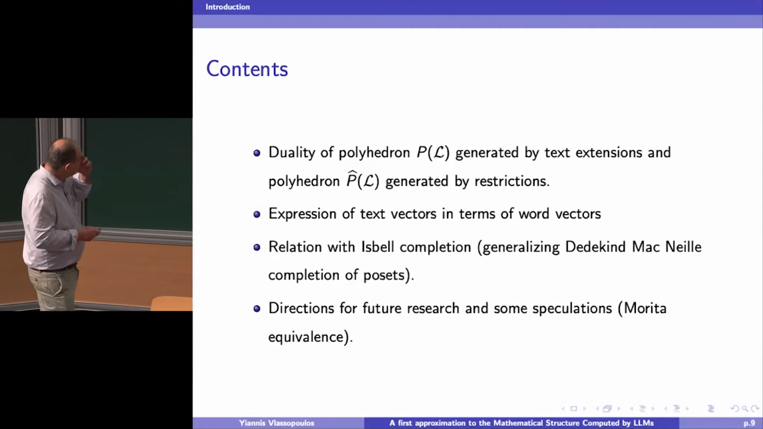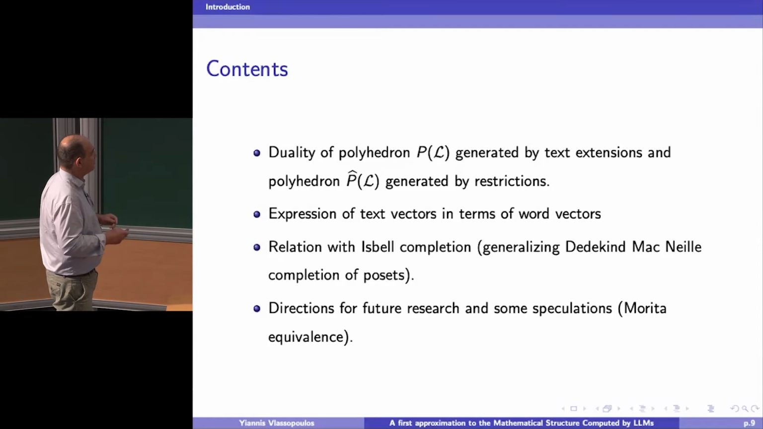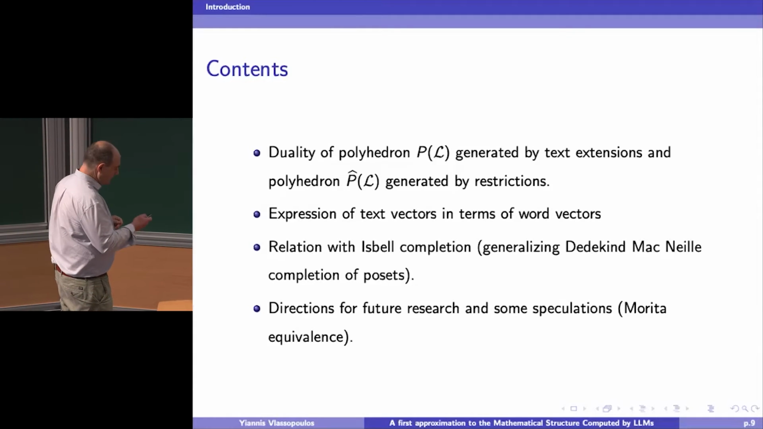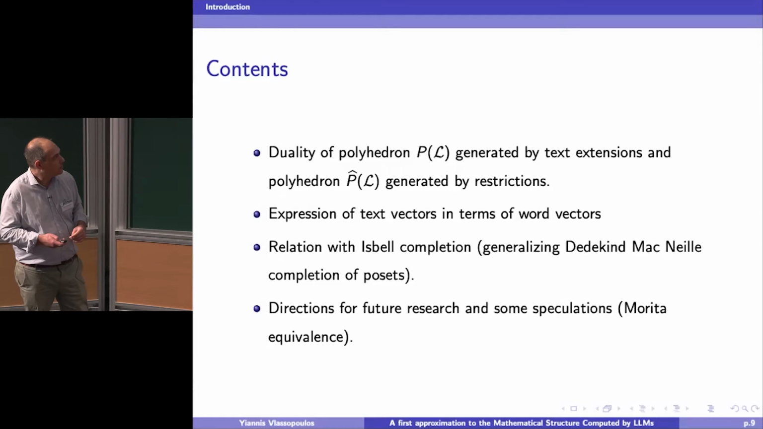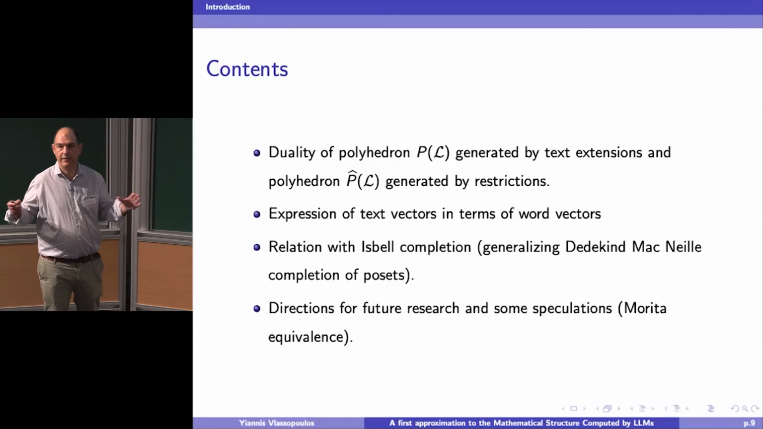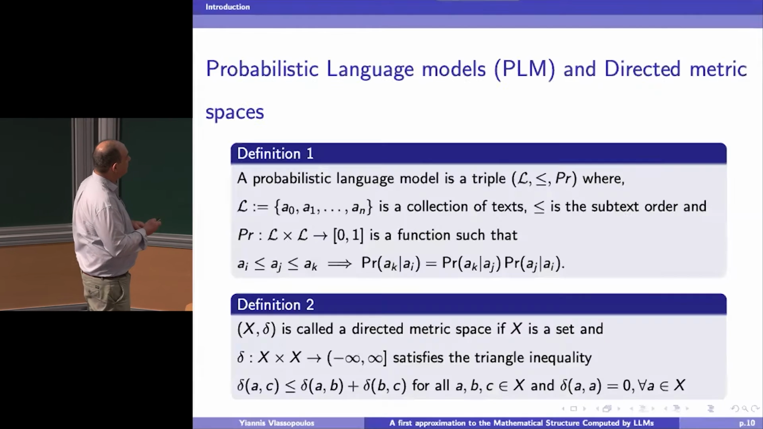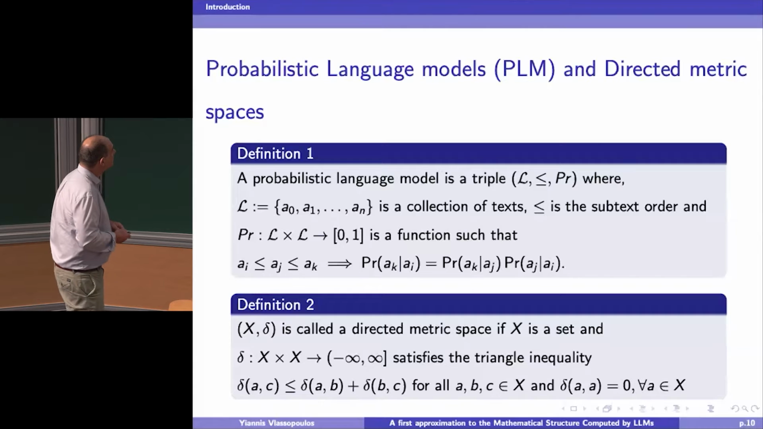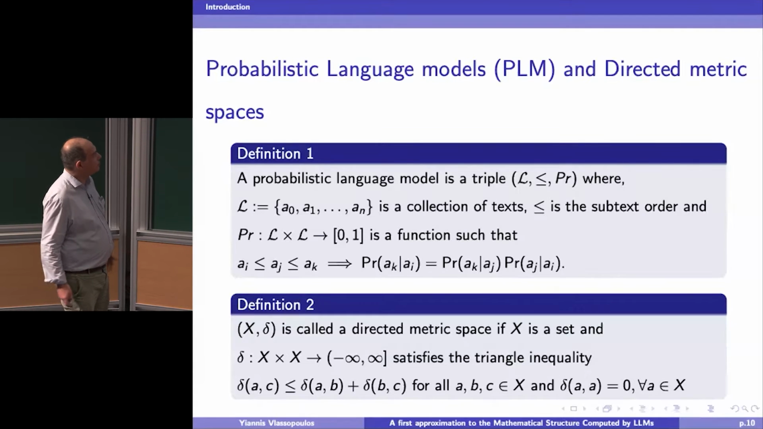And then there's something called the Isbell completion, and maybe I'll mention that. Probably we won't have time. Then some directions of future research and some speculations with respect to something called Morita equivalence, which could be an equivalence between different languages because they have the same semantics, or to the extent that they have the same semantics. So basically, let me first describe what I'm going to call a probabilistic language model.